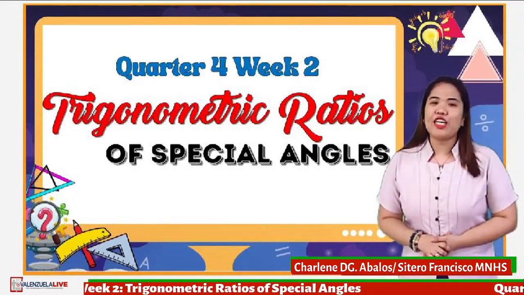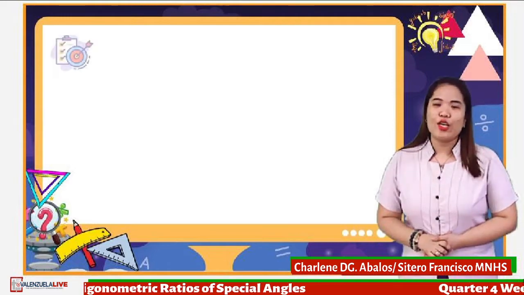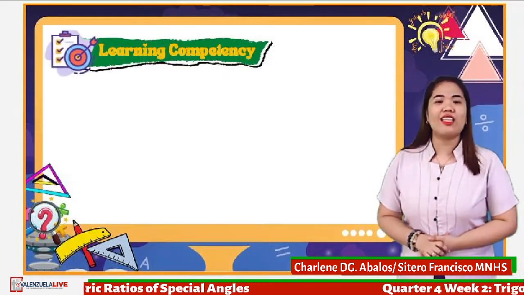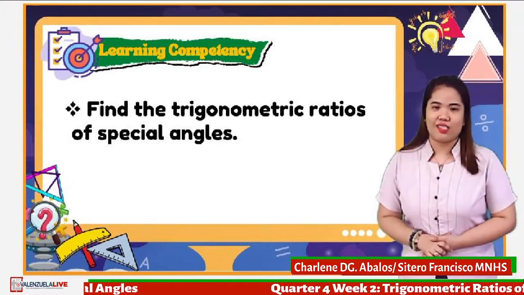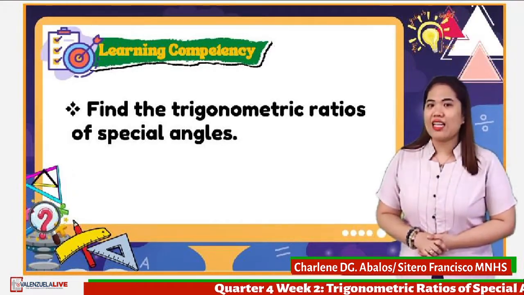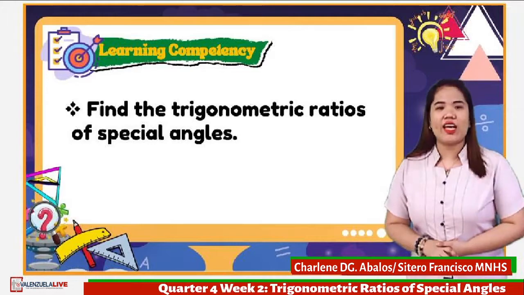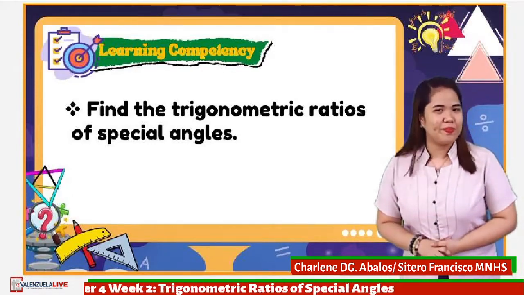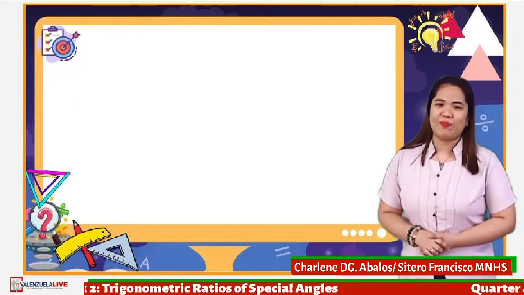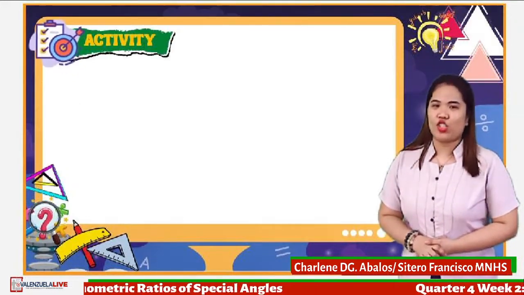Awesome. For today's objectives, you must be able to find the trigonometric ratios of special angles. Before that, let's recall your understanding about the six trigonometric ratios. Are you ready? Great. First question.